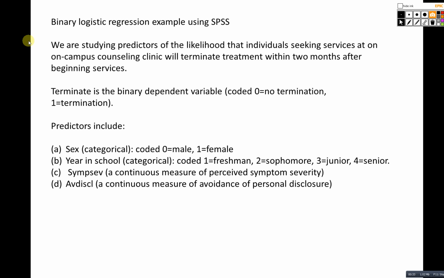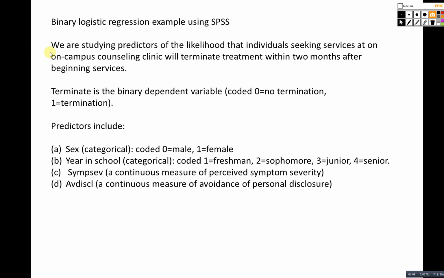Essentially there are other types of logistic regression as well. There's ordinal and multinomial logistic regression. Ordinal logistic regression is utilized when you have three or more categories on the dependent variable, and those categories are ordered. And multinomial logistic regression is utilized when you have more than three categories and those categories are not ordered. So for this particular example, like I said, we're going to run a binary logistic regression.